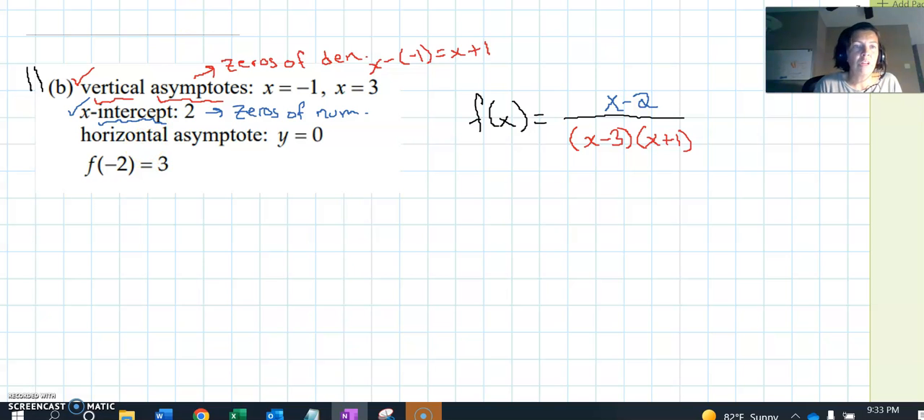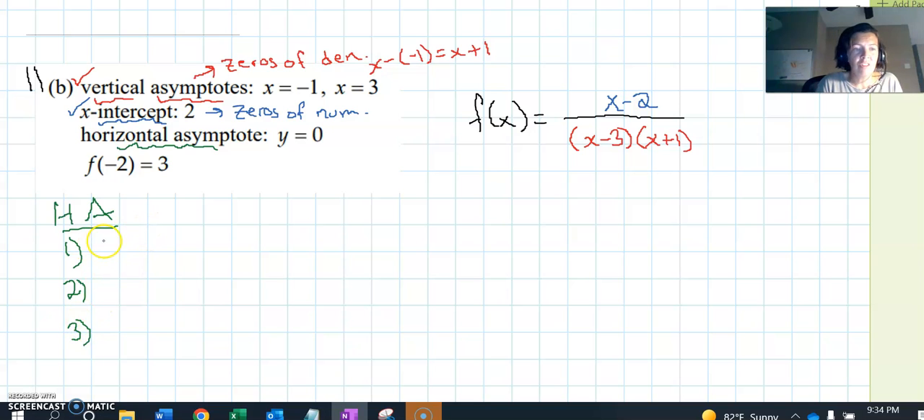Horizontal asymptote at y equals 0. So equations of horizontal asymptotes, this is what's been going on in the GroupMe chat tonight, has to do with comparing degrees of the numerator and the denominator. So real quick, a summary about how you find the equation of a horizontal asymptote. There are 3 scenarios to consider.